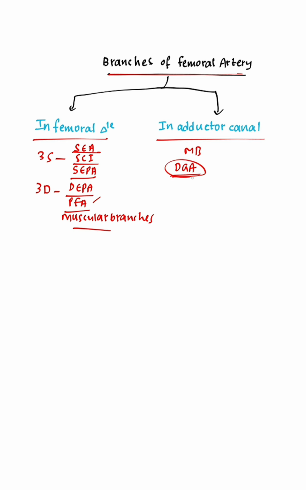Descending genicular artery gives one superficial branch, one deep branch. Superficial branch is known as saphenous artery, and deep branch is articular branch that supplies knee joint.